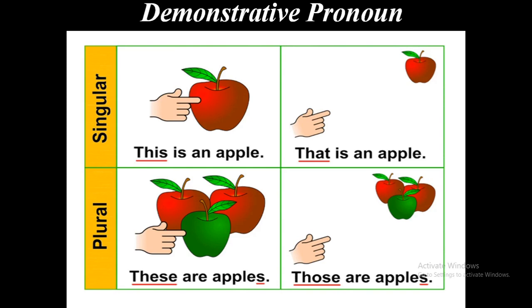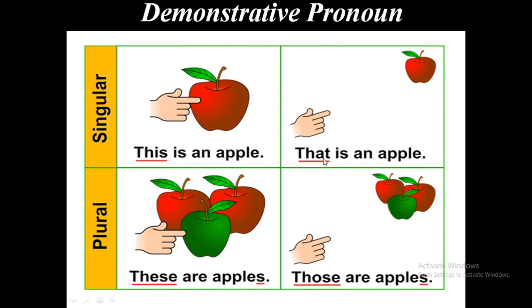So here, this is going to refer to apple. So apple is a noun, and that's why it is a singular demonstrative pronoun. Now the singular "this" is going to refer to the nearest one. Okay, and this is an apple.